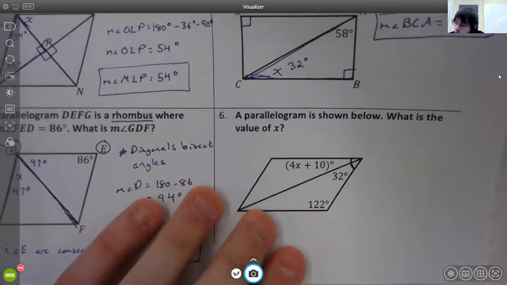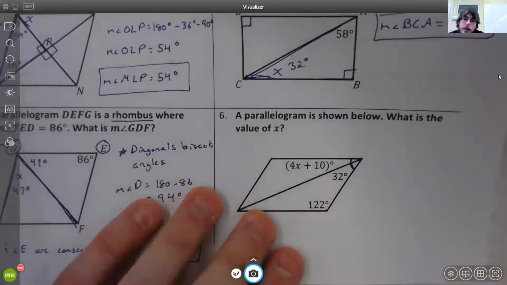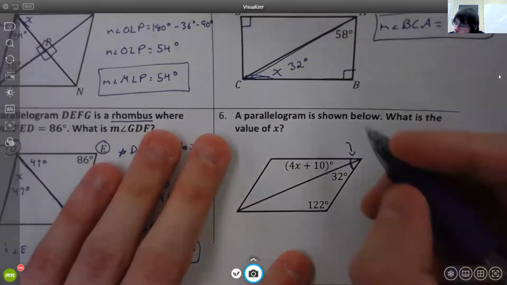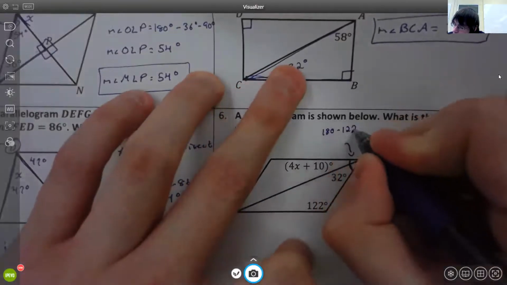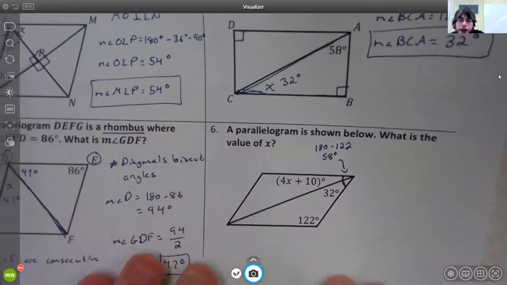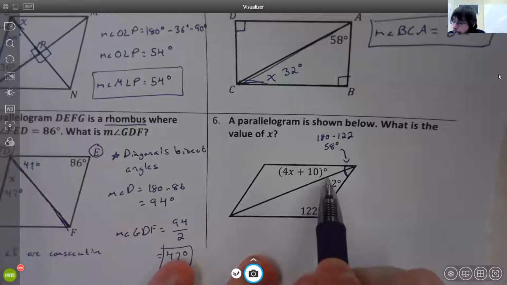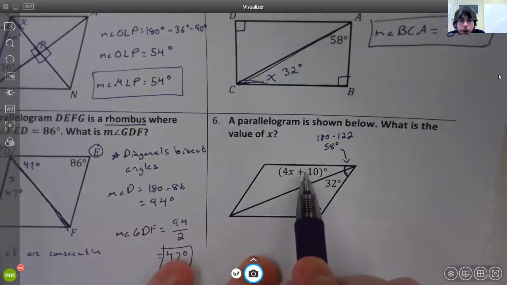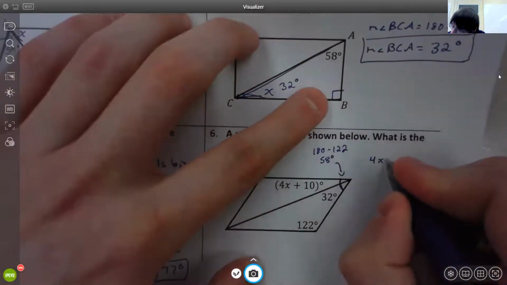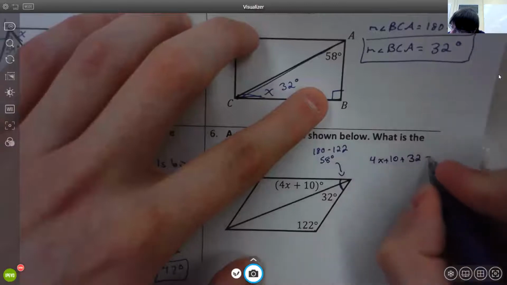So if you can determine the value of that whole angle there, you can figure out what x is from that. Well, if you look at this angle and this angle, you know that those are consecutive. And since they are consecutive, you know they add up to 180. So that whole angle would be 180 minus 122, which is 58. So the whole angle there is 58 degrees. You know this part is 4x plus 10. This part is 32. So 4x plus 10 plus 32 must equal 58.